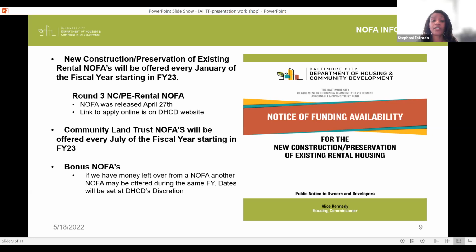The bonus NOFA, so for instance, this year we had a surplus in our spending estimates and our budget estimate. So if we have extra money, we will do another NOFA depending on the need. Like for new construction, we have a huge need for new construction. So it's a possibility to have two NOFAs set for new construction and preservation of existing rental.